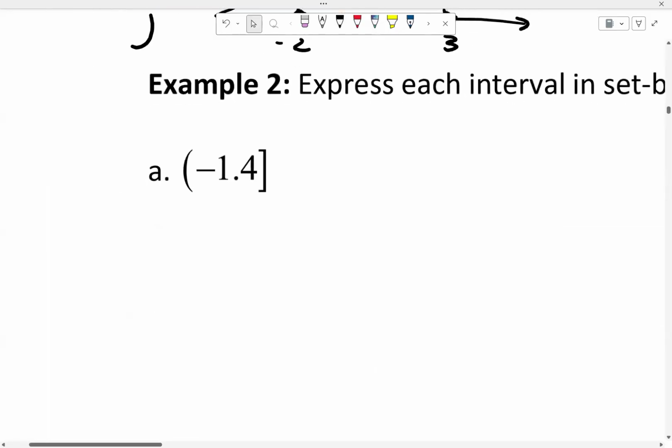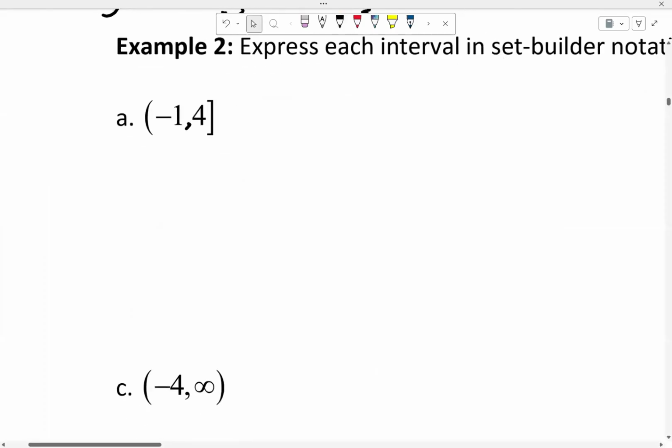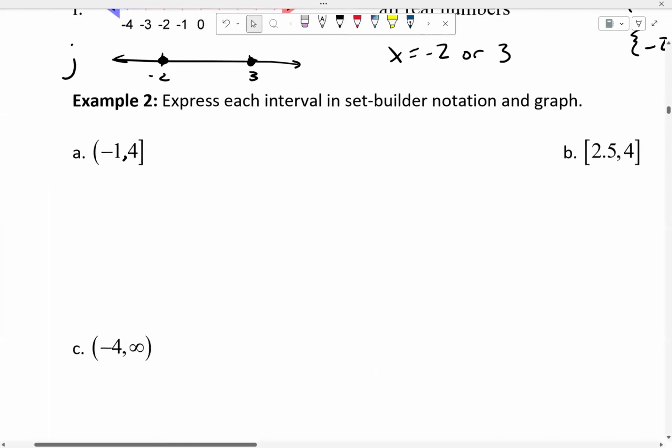Okay. There's definitely a typo there. Wouldn't you agree? Because as it is, it makes no sense. It should be -1, comma 4. That's asking you to write it in set builder notation and graph it. Let's graph it and then let's talk about what set builder notation is so that you can actually do it.